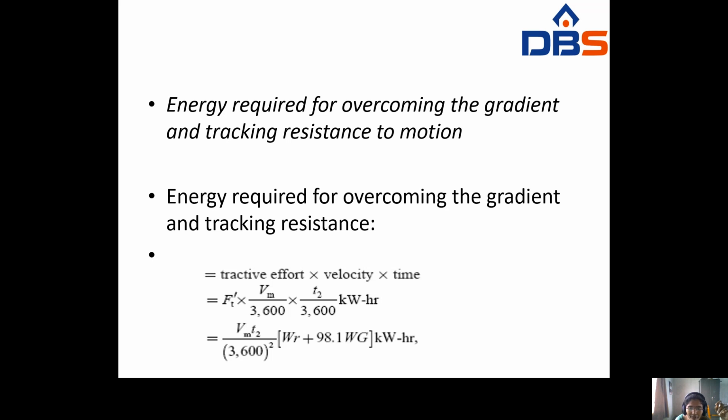See here, the energy is tractive effort into velocity into time. The tractive effort here is denoted with Ft dash, velocity Vm by 3600, and time period T2 by 3600. Here I mention only the gradient and track resistance, because there is no energy required for the accelerating period. So you write the tractive effort for track resistance as well as for gravity. This formula becomes Vm by 3600 into T2 by 3600, where in the place of Ft dash you write Wr plus 98.1 Wg kilowatt hours.